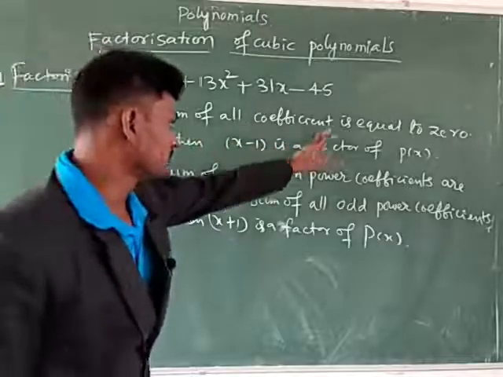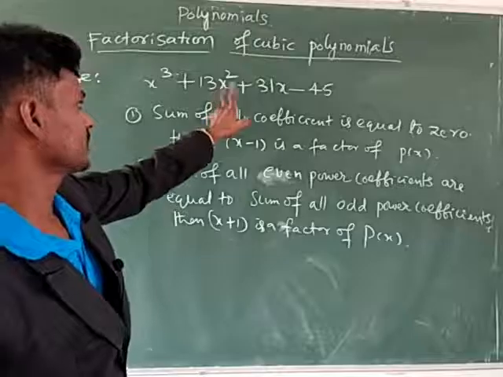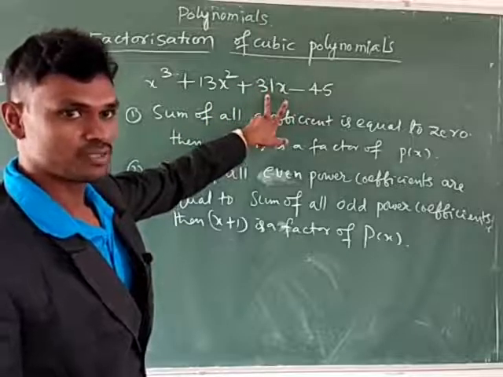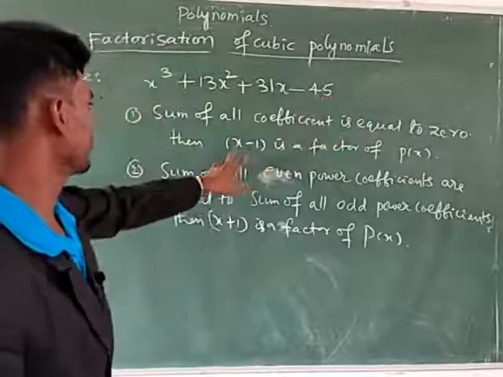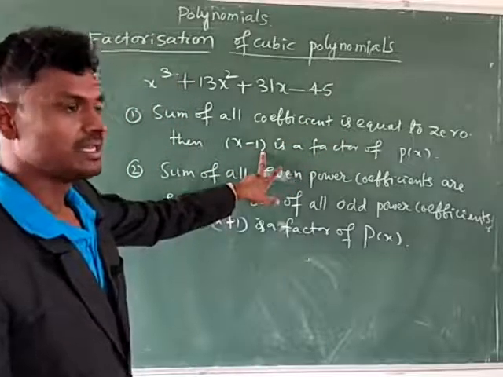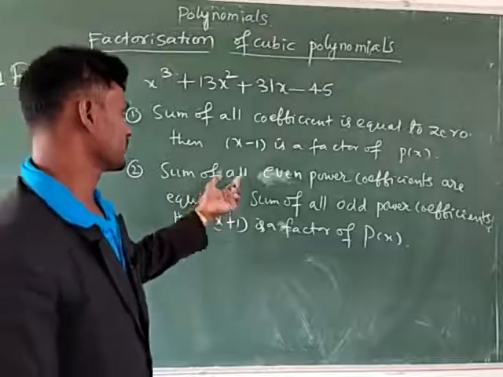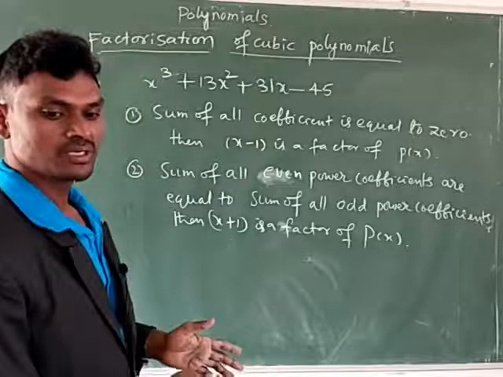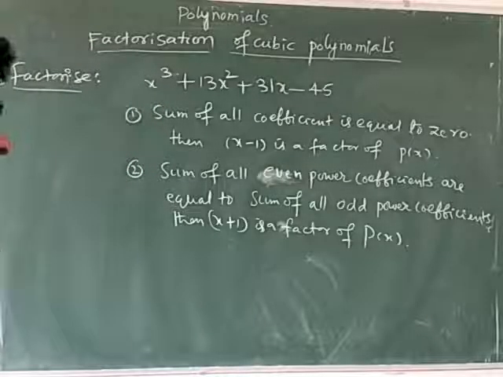See here once again. Sum of all coefficients equal to 0. Suppose you have to add here 1 plus 13, 14, 14 plus 31, 45. 45 minus 45, it is equal to 0. Then x minus 1 is a factor. Okay. Next, you have to take any other polynomial where the sum of the odd coefficients is equal to the sum of the even coefficients. That is also equal to 0, means here x plus 1 is a factor.